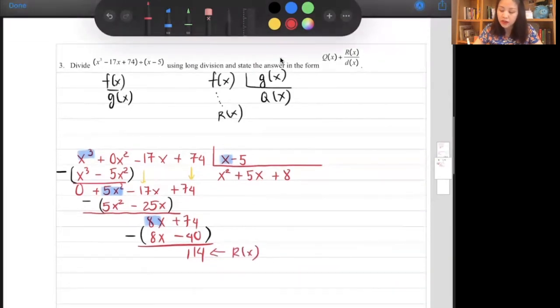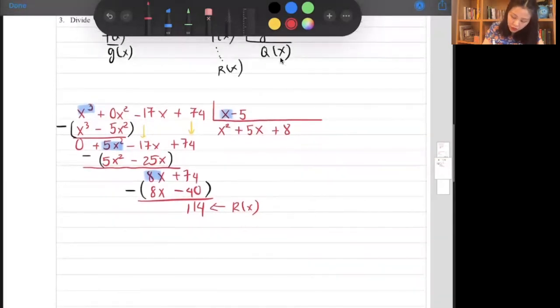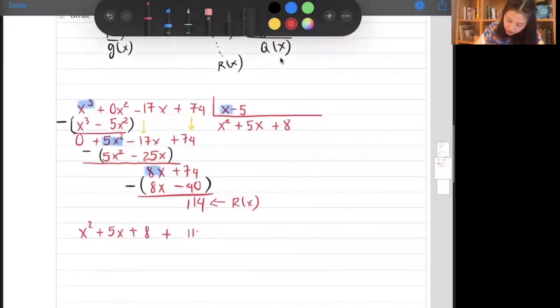And they want the answer in the form q of x plus r of x divided by d of x. So the answer, the quotient here is x squared plus 5x plus 8, plus r of x, which is 114, divided by the divisor, which is x minus 5.